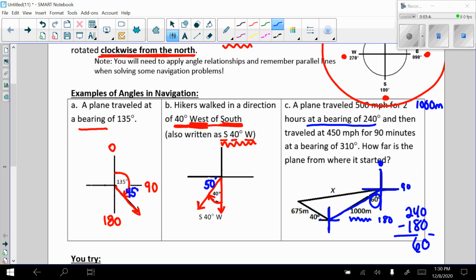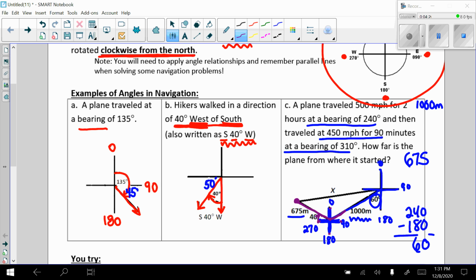Now, from here, we make another little coordinate plane, thinking 0 degrees is right here, 90, 180, 270. It says that then it traveled at 450 miles per hour for 90 minutes. So 450 times 1.5 hours gives us 675 miles. That's where this came from, at a bearing of 310 degrees. Again, 0, 90, 180, 270. So 310 is 40 degrees off of 270.